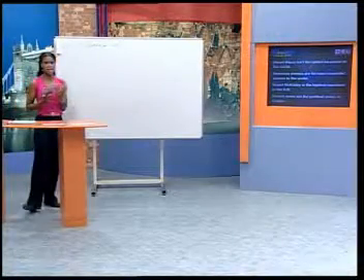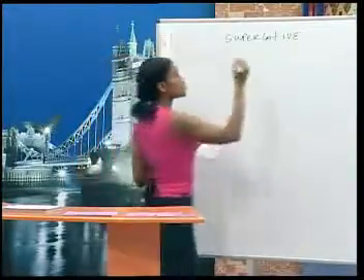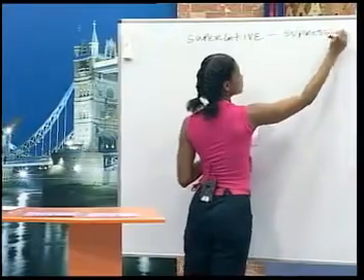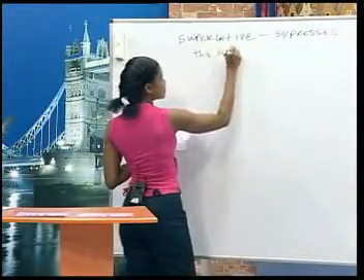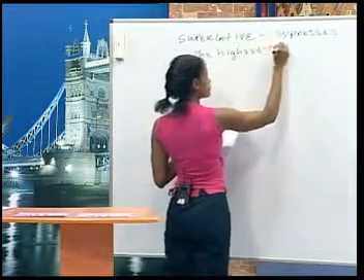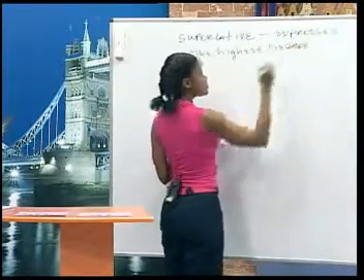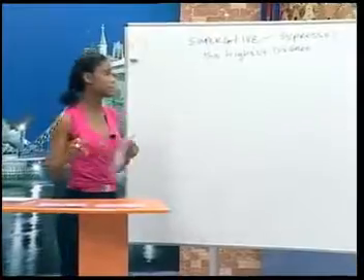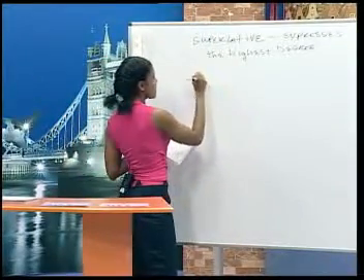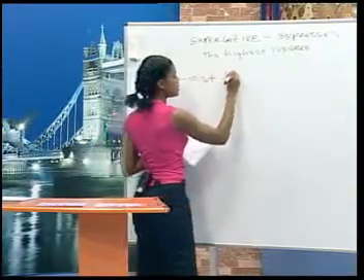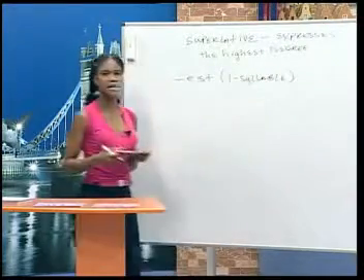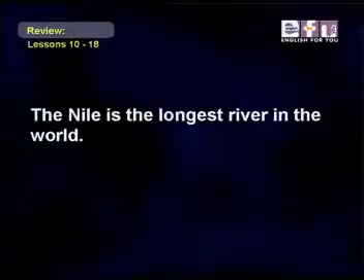So superlative is an adjective which expresses the highest degree. So it expresses the highest degree of a certain quality. As with comparatives, there are many rules with superlatives. So for one syllable adjectives, we add est. For example, the Nile is the longest river in the world.